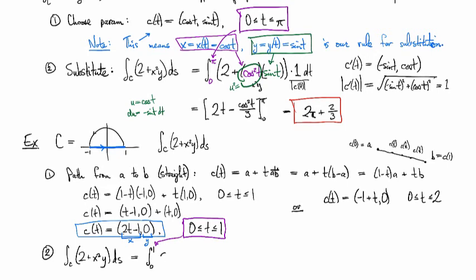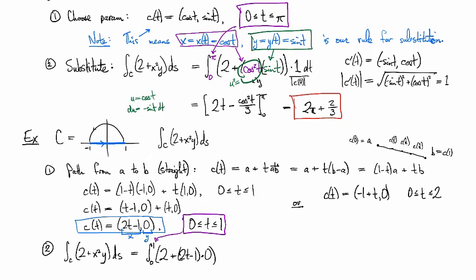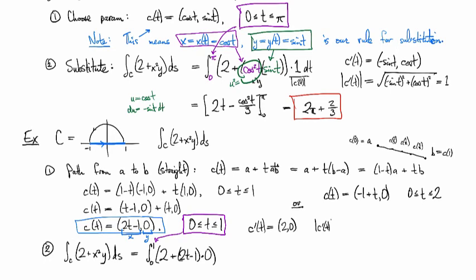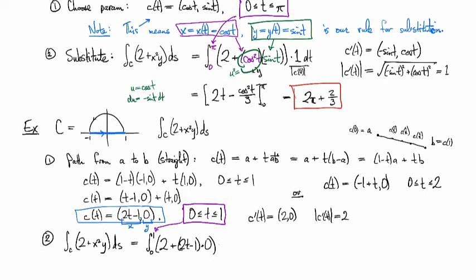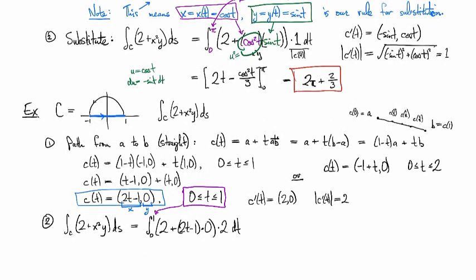Okay, and so then we've got 2 plus, and I've got 2t minus 1 times 0. And then I'm going to need my speed for the ds. I can see it by staring, but I'll just write it out. When I differentiate the first component, I get 2, and the second component, I get 0. So my speed there is 2. And so this is 4 times the integral, which gives me 4.